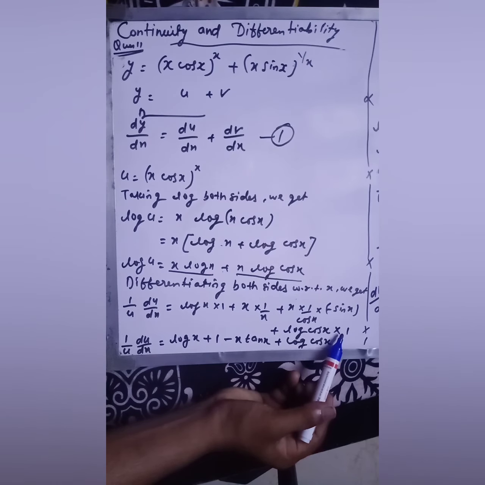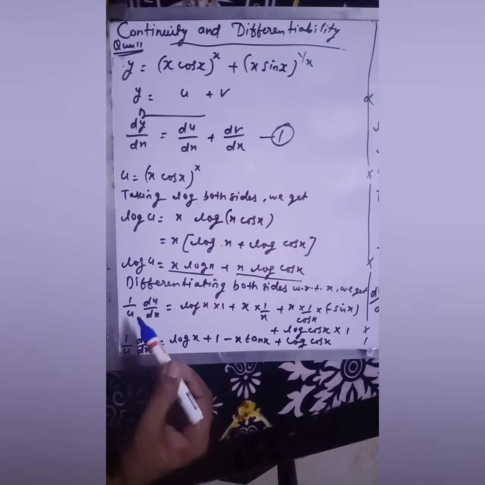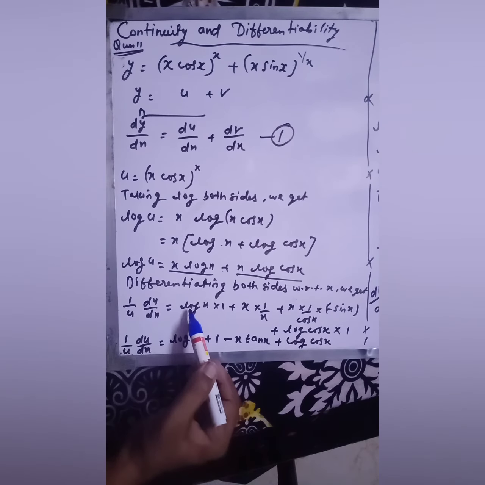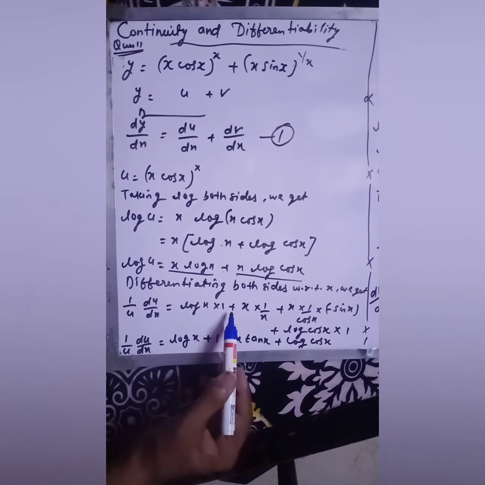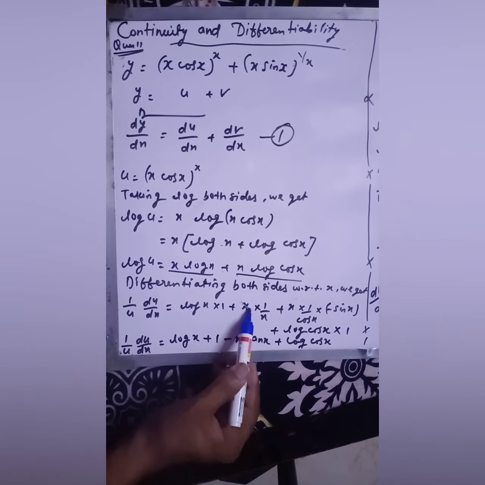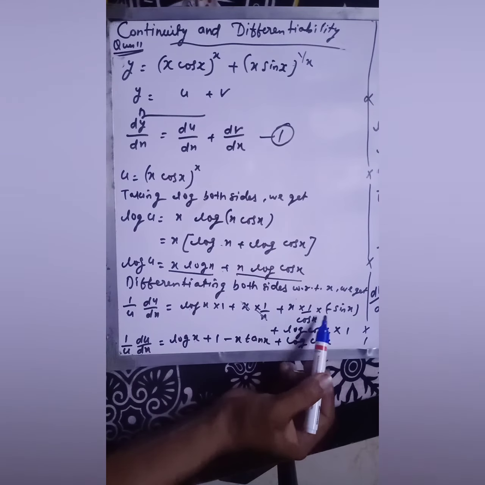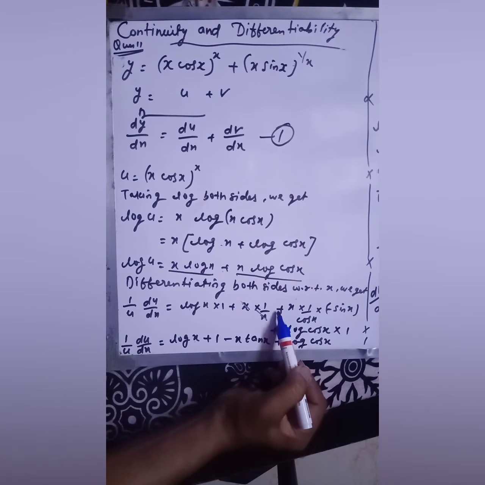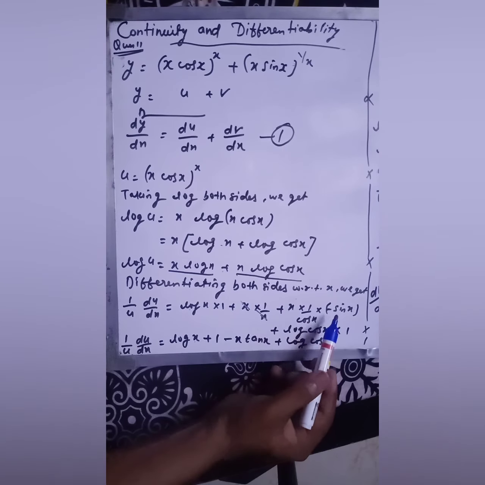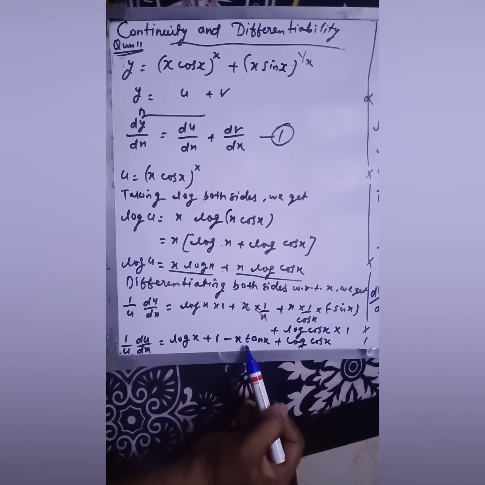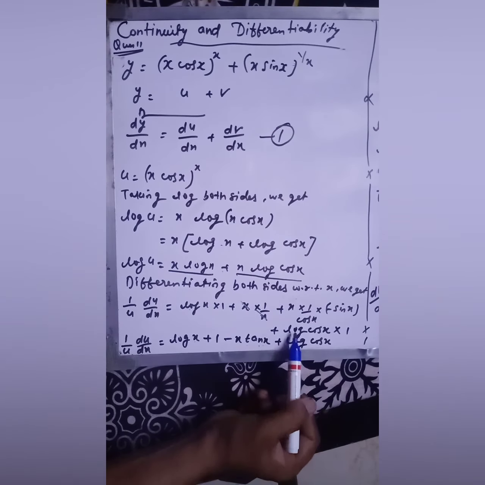Now the same you have to copy here, that is equals to sin x, and this would be log x plus this x and x will cancel out, it will give you 1, plus this minus sign will make it minus, so the minus x sin x upon cos x, that would be tan x, so x tan x you have to write, plus it is log cos x.